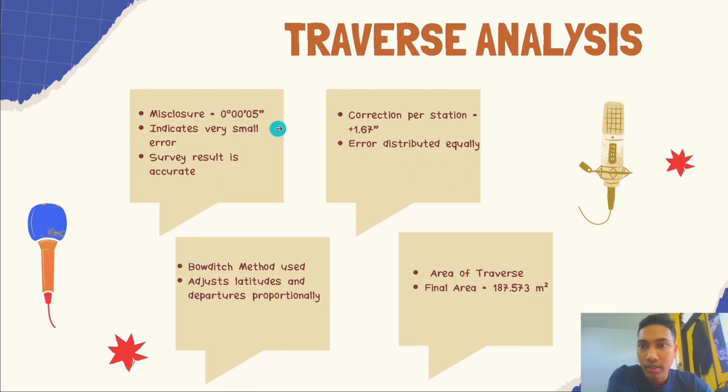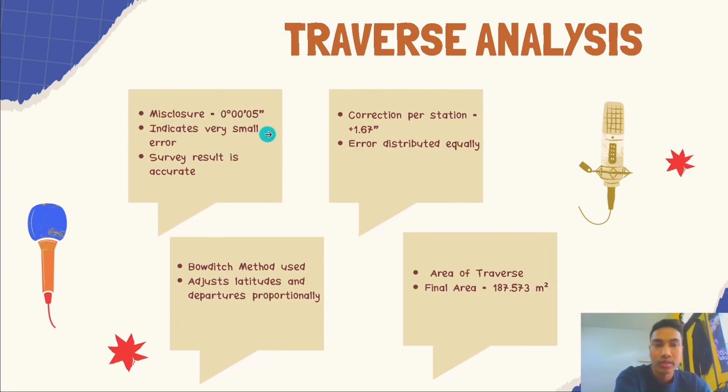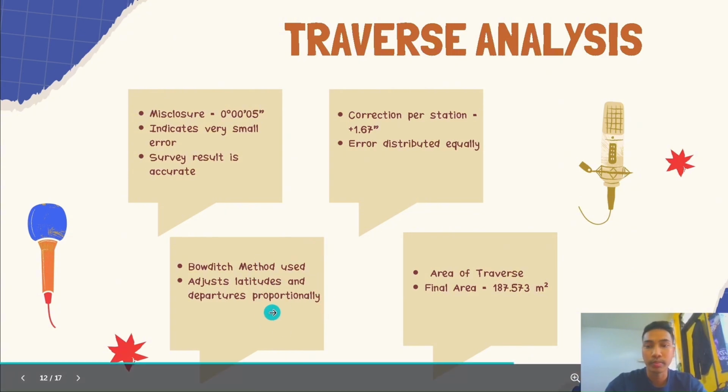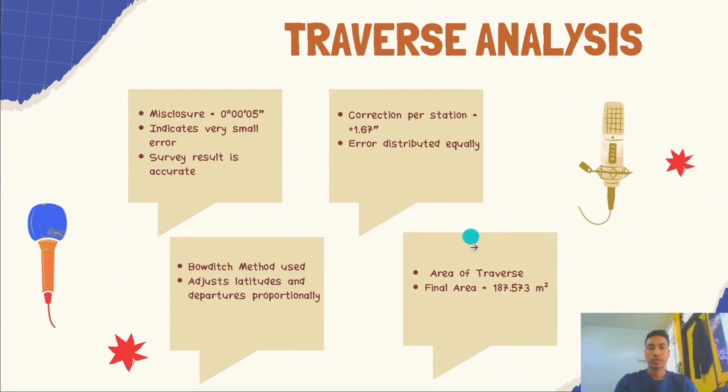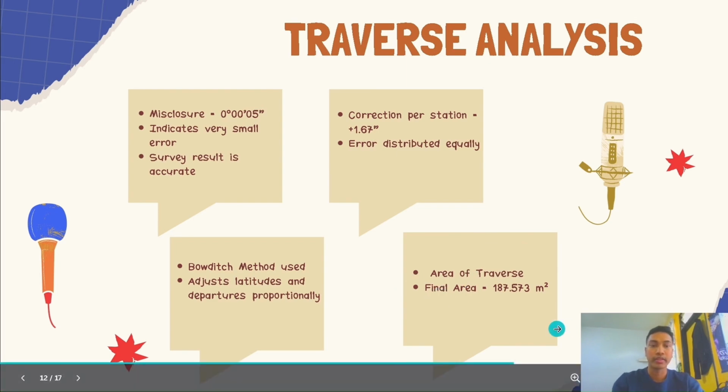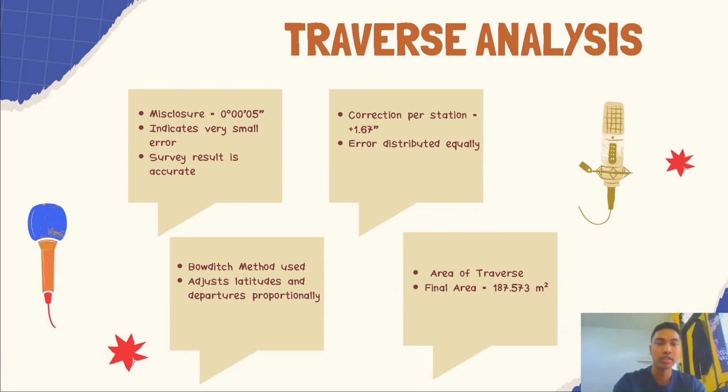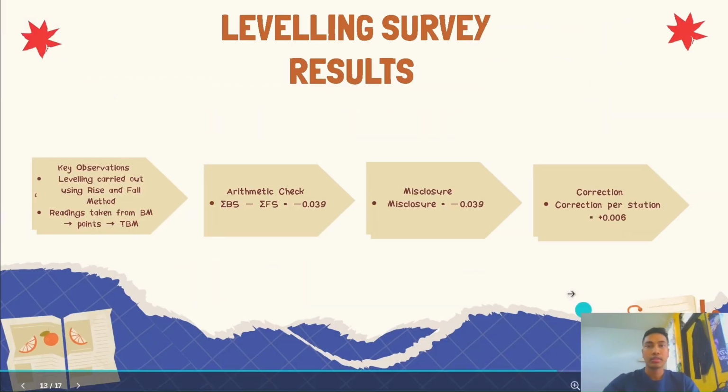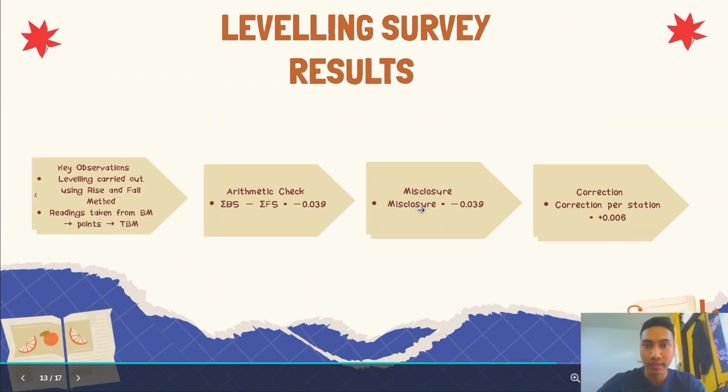Okay, so moving on to the traverse analysis. Since our misclosure is 5 seconds, which is considered to be a small error, the survey result is accurate, and the correction that we implement is plus 1.67, so that the error will be distributed equally. Other than that, we're using the Bowditch method to adjust the latitude and also departure proportionally, so that we obtain the final area, which is 187.573 square meters.